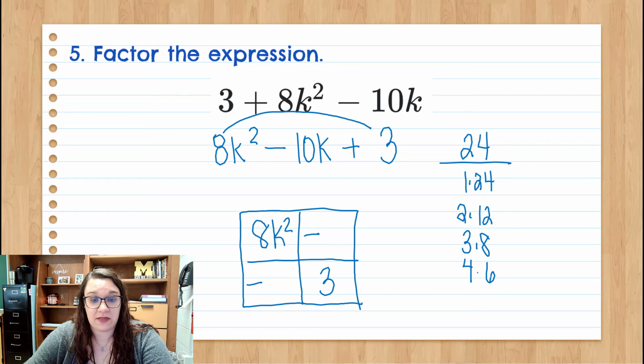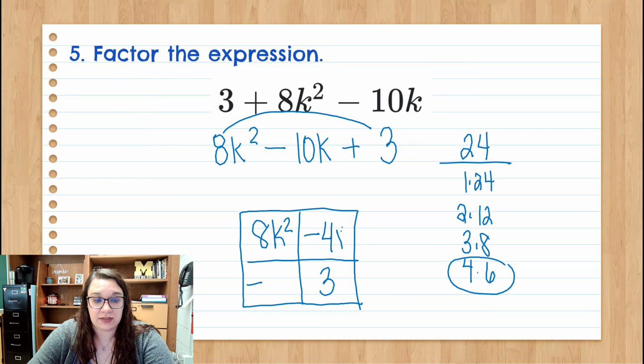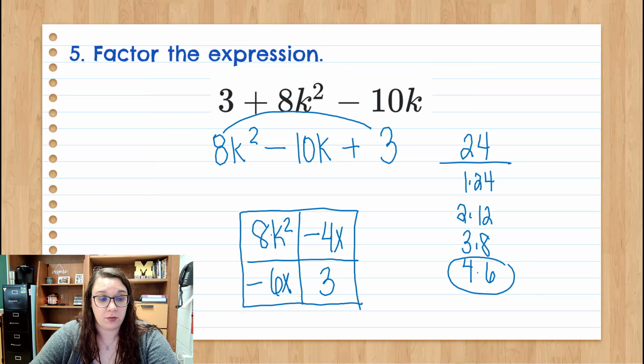The only one of these on the list that could make a 10 when they're both negative would be 4 and 6. Be careful, you might have thought it was 2 and 12, but if those are both negative, it'd be too much. So negative 4k and negative 6k are the ones we need. From our first row, we can pull out from the 8 and the 4 a 4, and from the k's, a k. Whoops, I switched variables at some point. This should be a k, and so should this one.